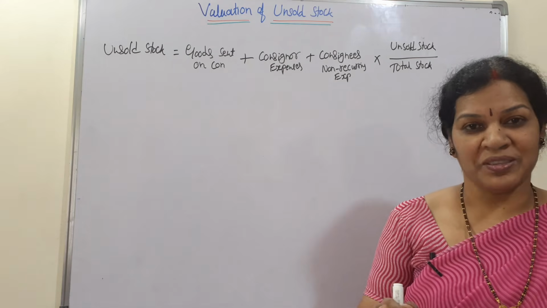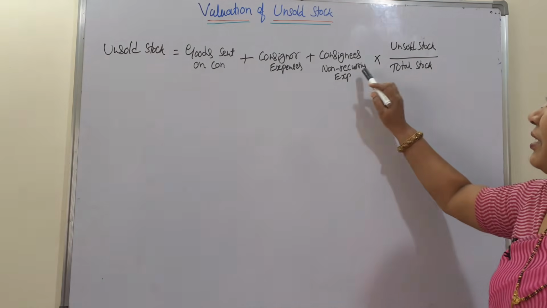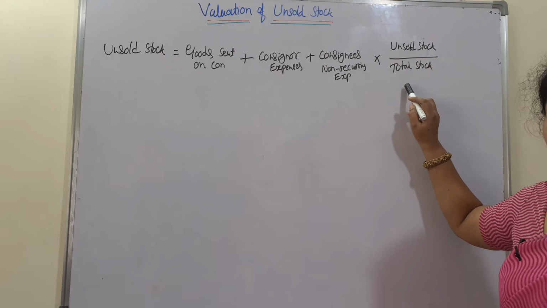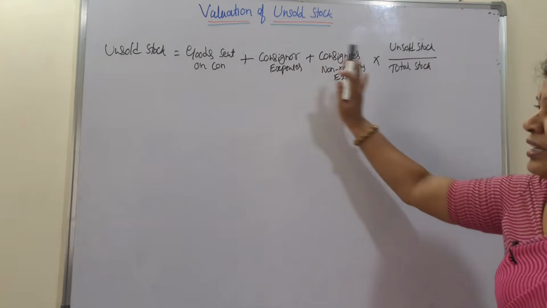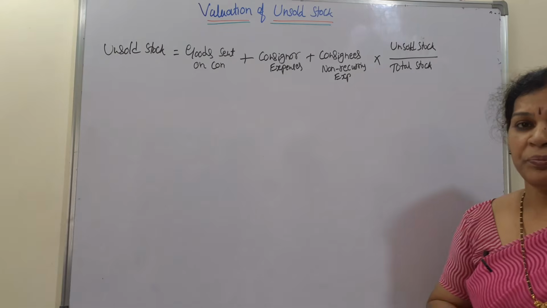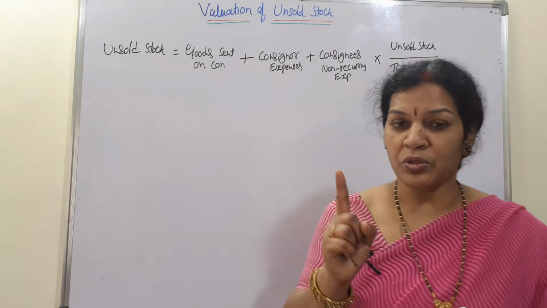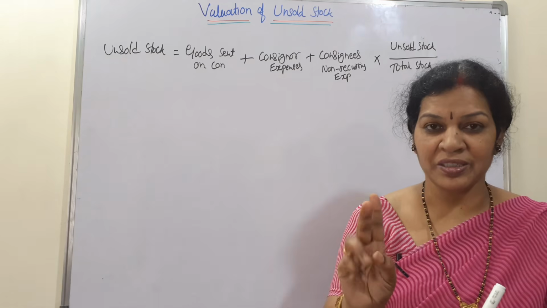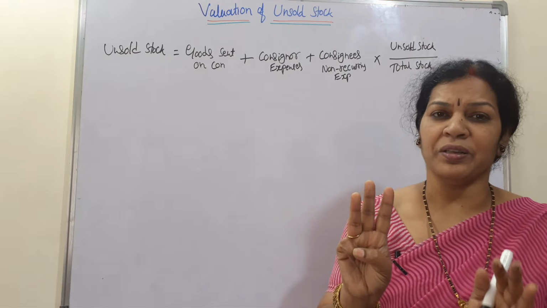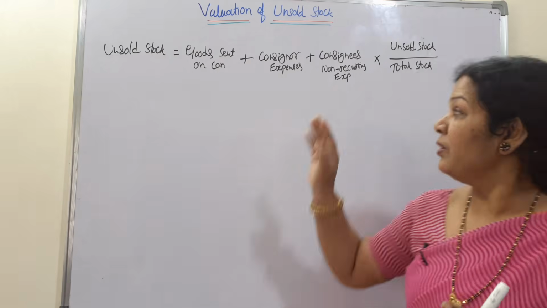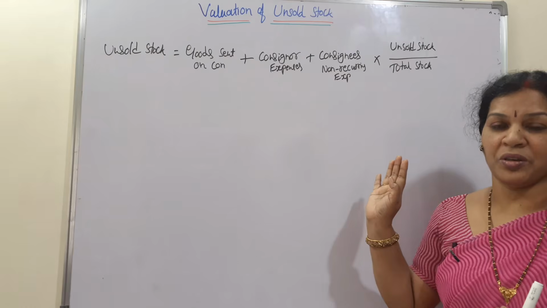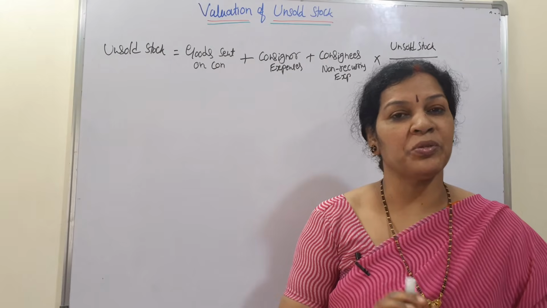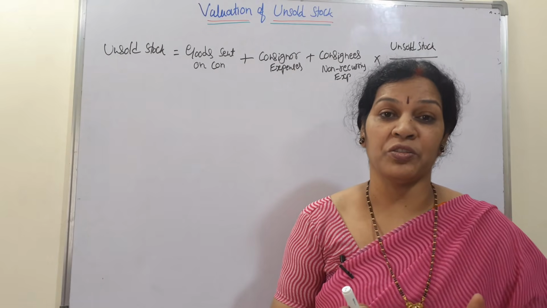What is non-recurring expenses? As per the problem I'll explain to you. That into unsold stock. Suppose 5,000 is unsold, 5,000 by total stock 20,000. So this formula you have to remember. Able to remember? Unsold stock is equal to goods sent on consignment plus consignor expenses and consignee's only non-recurring expenses into unsold by total stock. That's it. Based on this, I'll show you a simple problem, so it will be easy for you to understand what is unsold stock.